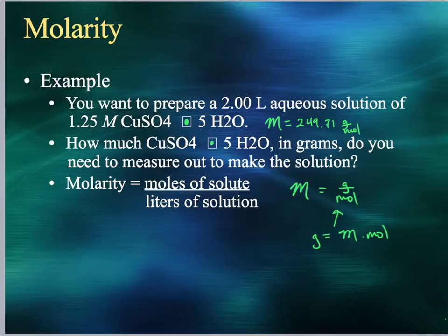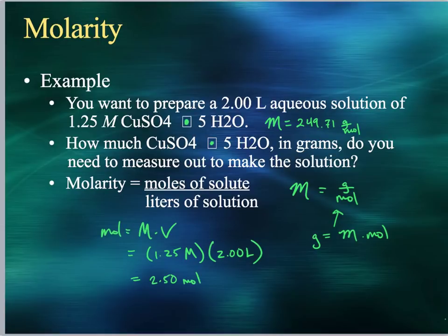So I have to rearrange this one on the left, this whole thing here, to solve for moles. So quite simply, moles are equal to whatever your molarity is times the volume. The volume's got to be in liters. And so for this one, the number of moles, well, the molarity is 1.25 molar, and the volume is 2.00 liters. So you have 1.25 times 2, and that is, with significant figures, 2.50 moles of our substance.